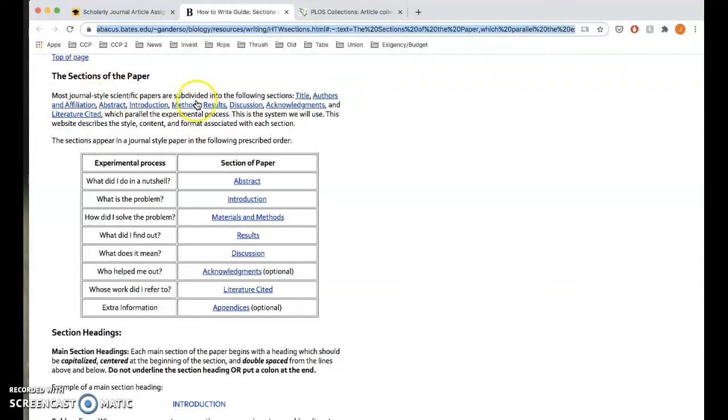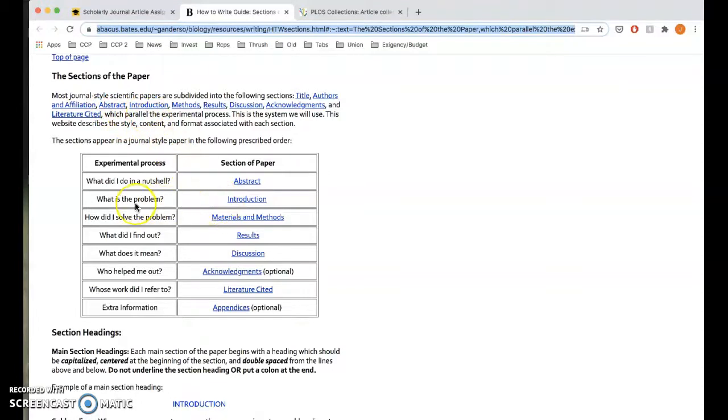So scientific papers are usually subdivided into these sections. Okay. It's going to have titles and authors and affiliations. Affiliation is going to be what college or university they're associated with, or what research institution. Then there's going to be something called an abstract, which is like an introduction, but it's a little bit different. An abstract is sort of an overview of the whole thing, like what did I do in a nutshell.